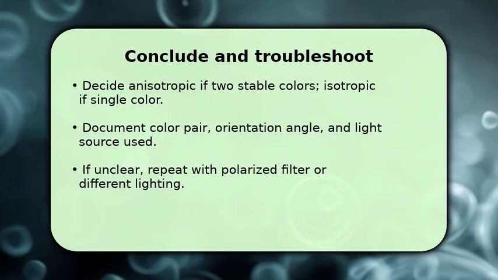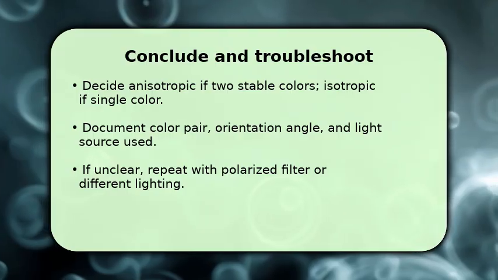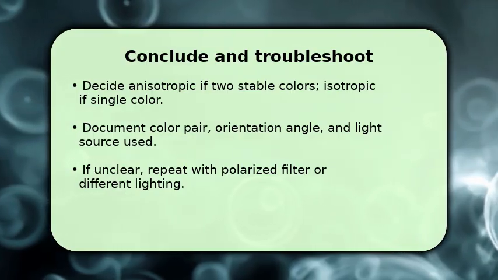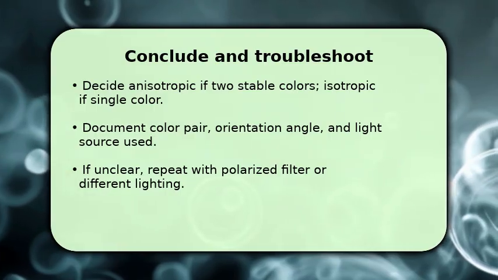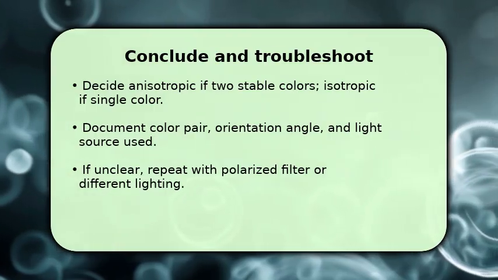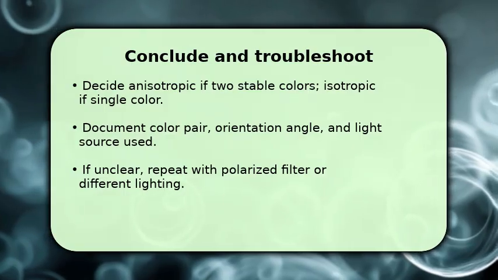You finish by concluding: two stable colors mean anisotropic and likely pleochroic, while a single color across rotations suggests isotropic material. Once done, note the color pair, the rotation angle where changes occurred, and the light type used. These details are essential for ID.